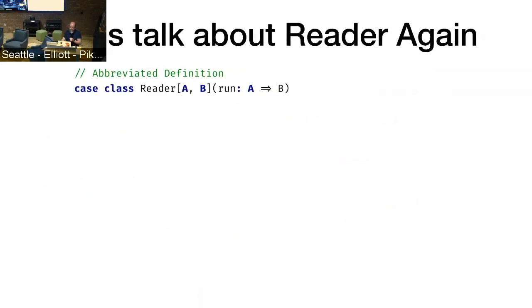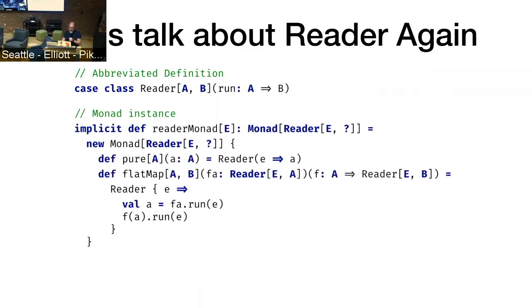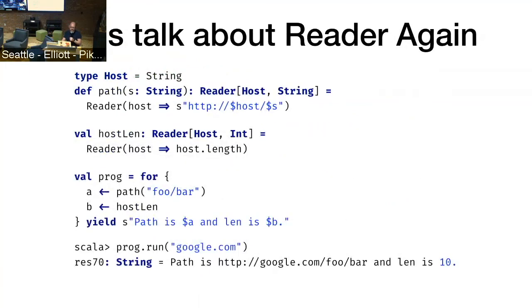We'll talk about reader. Again, I'm going to skip the implementation and just show you an example. We have two methods, one that takes a path and one that takes a host, and we have a host length operation that takes a host and gives you the length of it back. And we can compose these and say, first we're going to compute a path for foo bar, and then we're going to get the length, and we're going to compute a string that tells us what the path is and its length.